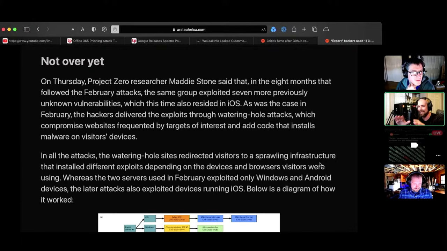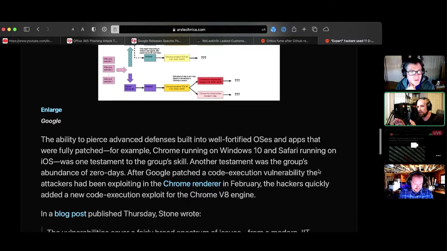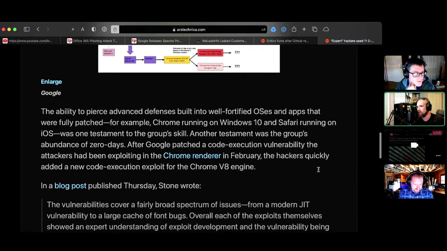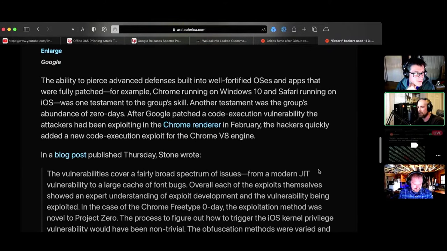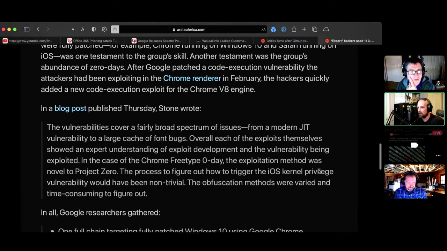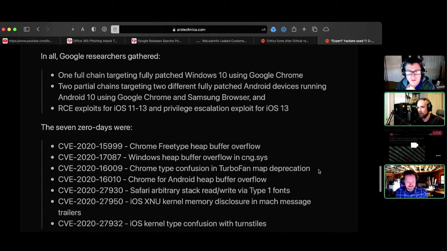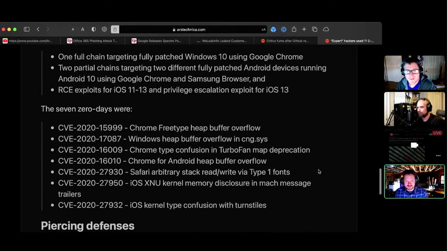You know, this is not like someone who's good at developing one exploit wrote these. This is a gang of exploits all being used at one time to cause success in this attack. I mean, it was Chrome, Windows heap buffer overflow, two more Chrome, Safari, and iOS, right? This is a wide gambit of zero-day exploits. You're talking three nation states can do this.